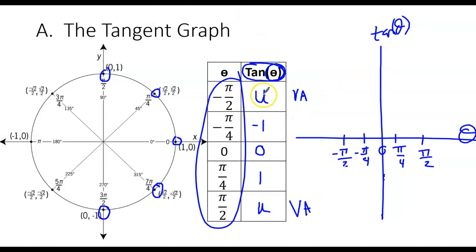So at negative pi over 2, we have a vertical asymptote because the function's undefined there. At negative pi over 4, we're at negative 1. So I'll call that negative 1 and that positive 1. So at negative pi over 4, we have a dot there. And then at 0, we have 0. And then at pi over 4, we're at 1. And then finally at pi over 2, we have another vertical asymptote.